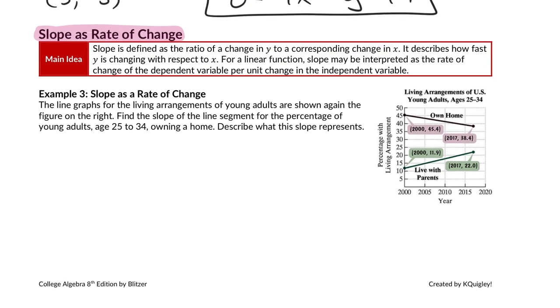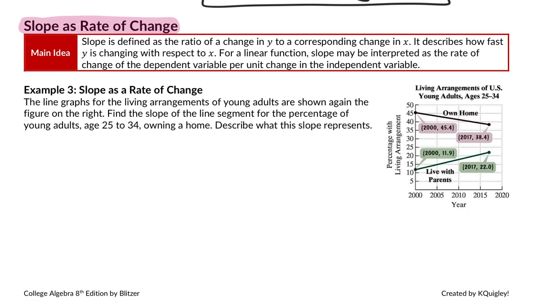So if we look at this example 3 here, it says, the line graphs for the living arrangements of young adults are shown in the figure on the right. Find the slope of the line segment for the percentage of young adults aged 25 to 34 owning a home and describe what this slope means.